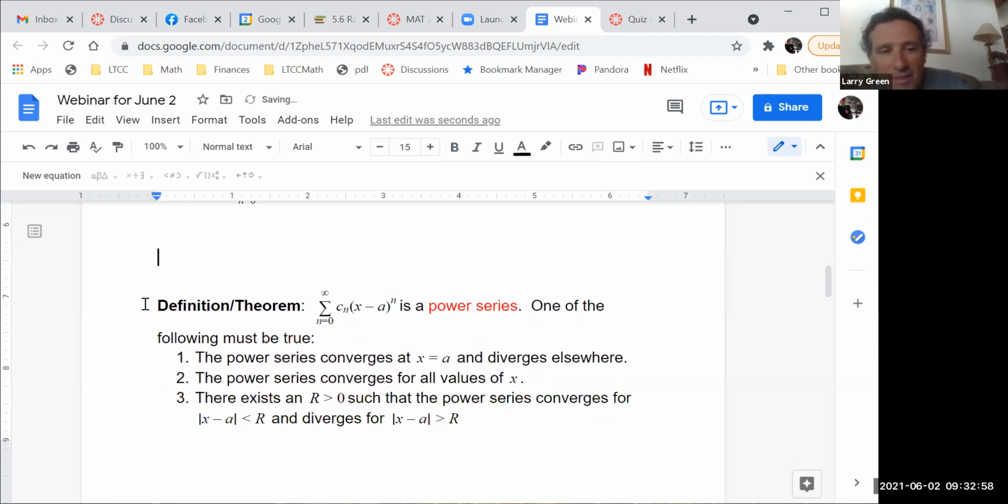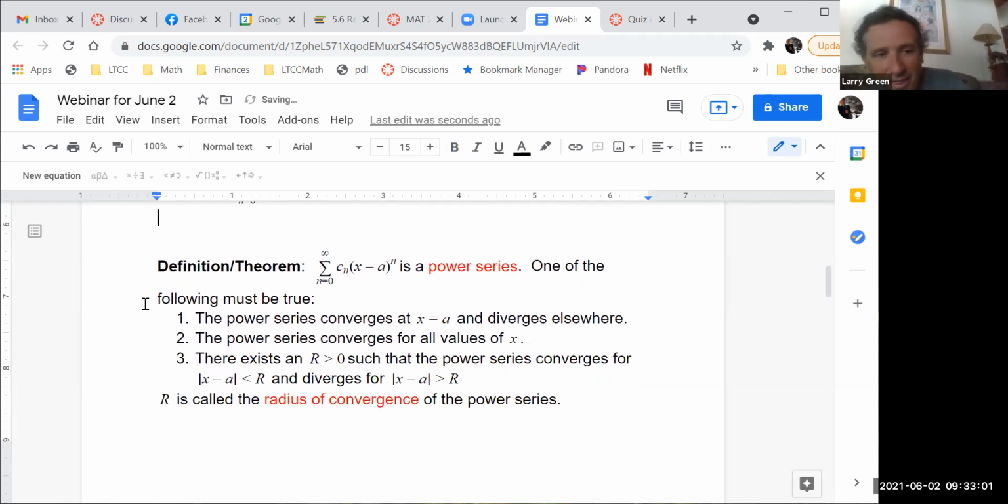Okay. So now comes the big definition slash theorem. And that is first, the summation n equals 0 to infinity of Cn times (x minus a) to the n is a power series. So basically, I'm just restating the definition. And here comes the theorem. Exactly one of the following must be true. Number one, the power series converges at x equals a and diverges everywhere else.